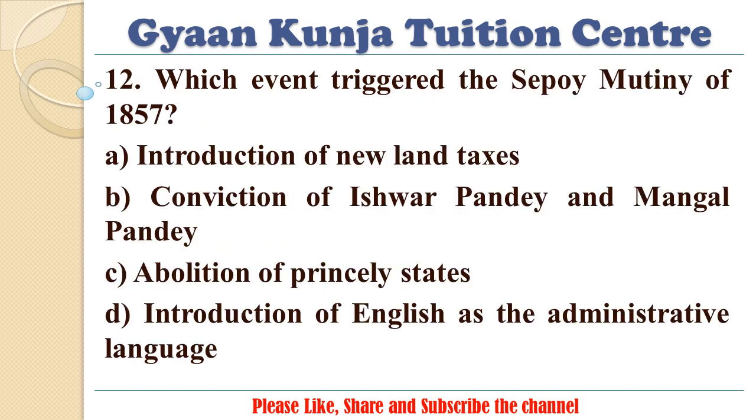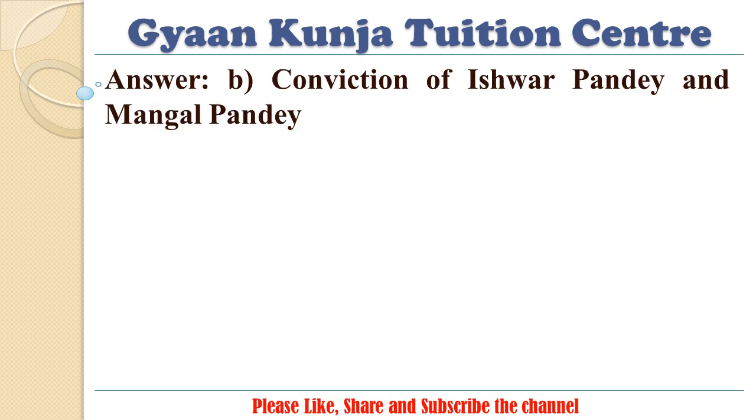Next, 12. Which event triggered the Sepoy Mutiny of 1857? A. Introduction of new land taxes. B. Conviction of Ishwar Pandey and Mangal Pandey. C. Abolition of princely states. D. Introduction of English as the administrative language. Answer B. Conviction of Ishwar Pandey and Mangal Pandey.